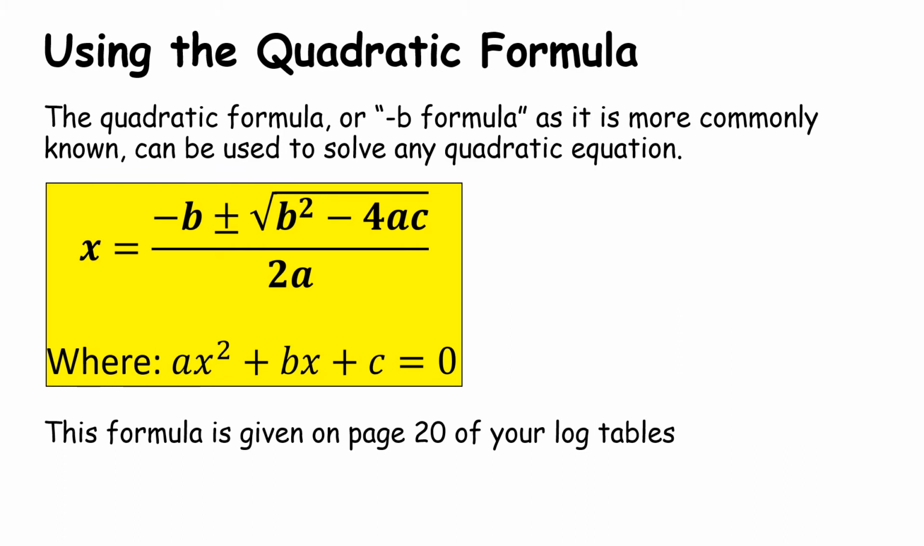This is what the formula looks like. It is x equals minus b plus or minus square root of b squared minus 4ac all over 2a, where ax squared plus bx plus c equals 0. So a is the coefficient of x squared, b is the coefficient of x, and c is the constant. It has a plus and minus in the middle, which will split out into two different answers, which gives us our two roots of the quadratic.